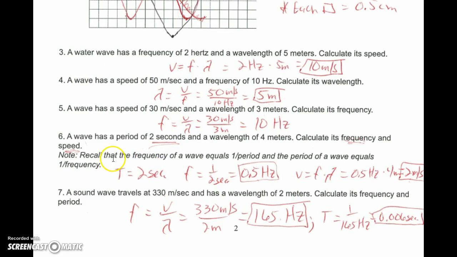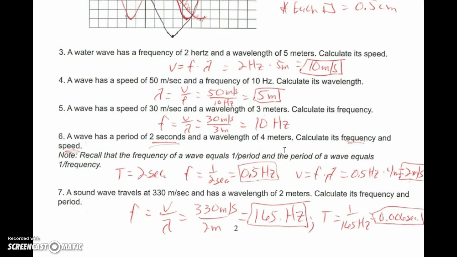So recall that the frequency of a wave is 1 over period. And the period of the wave equals 1 over frequency. So if a wave has a period of 2 seconds and a wavelength of 4 meters, calculate its frequency. Well, the frequency is going to equal 1 over T. So 1 over 2 seconds, frequency is 1 over T, period of 2 seconds is 0.5 hertz.